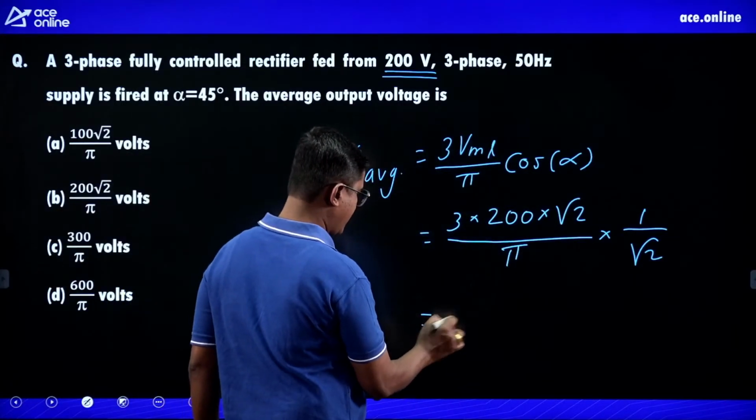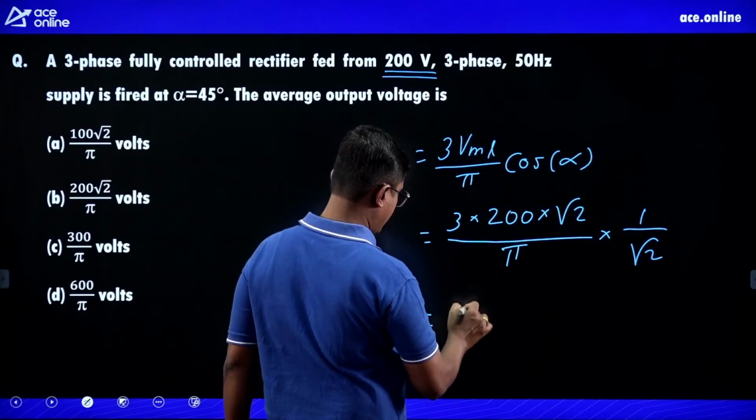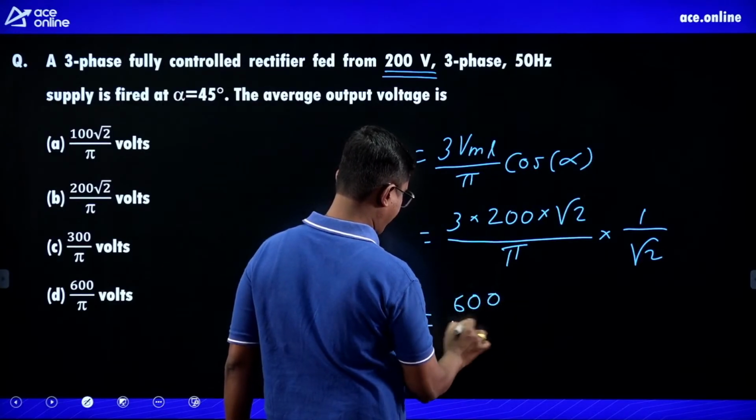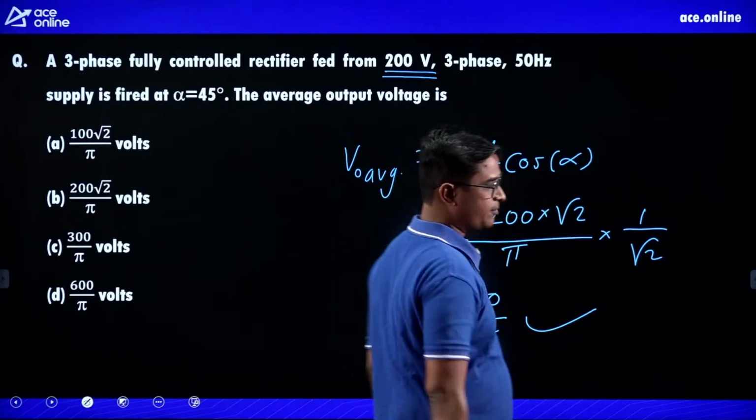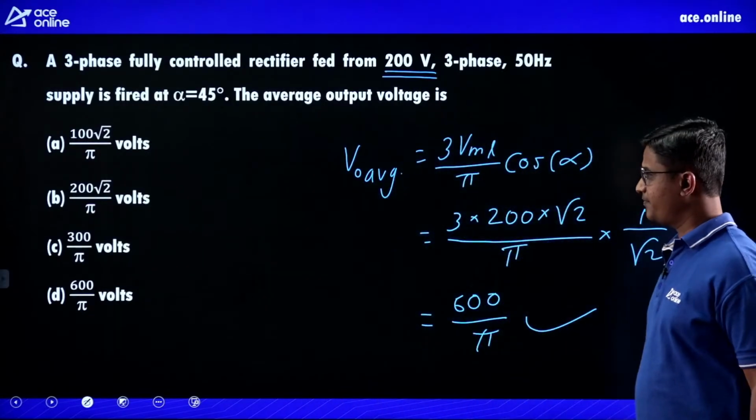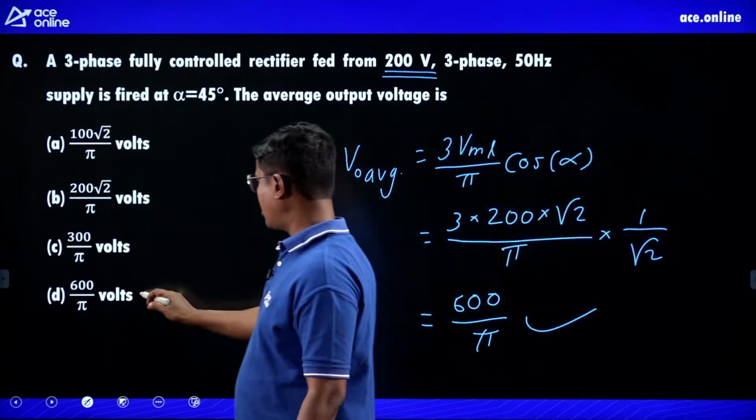So I can write it is equal to 600 upon pi, right? Simple question. So option D is the correct option, right?